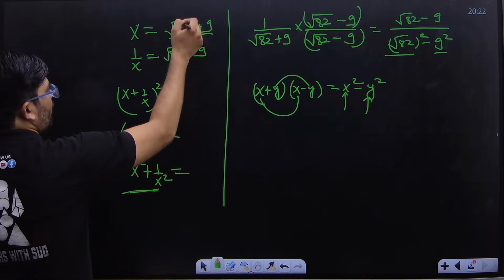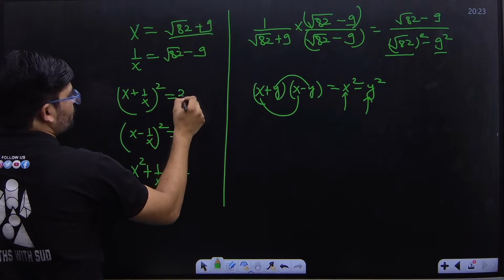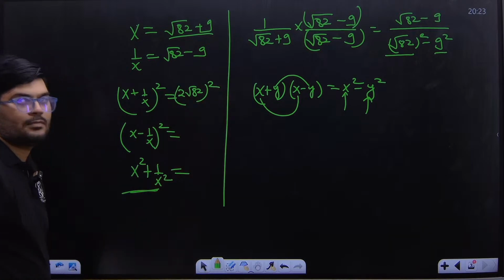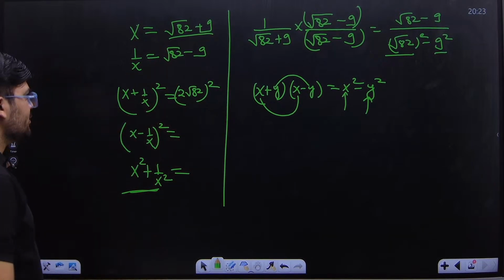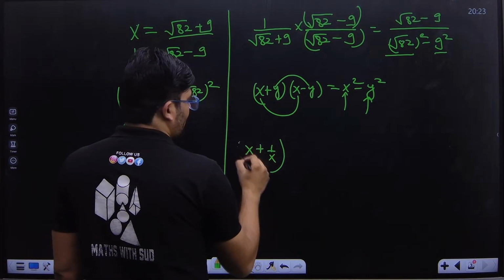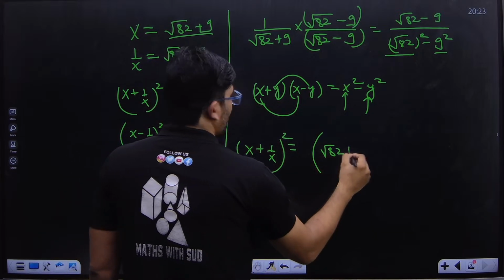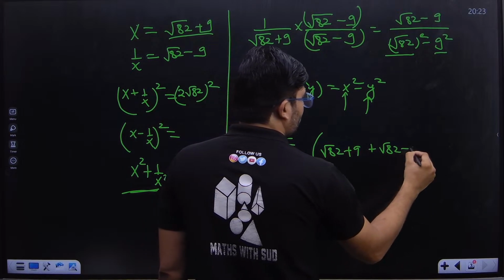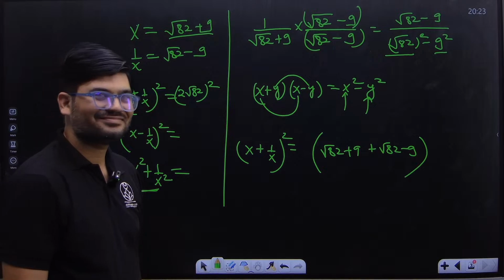Okay. Now when you add them, this part will be cancelled out. So you will have 2 under root 82 whole square. Try to understand. See this. If I add x plus 1 upon x, what will I get? I will get under root 82 plus 9 plus under root 82 minus 9. Oh, I got it.